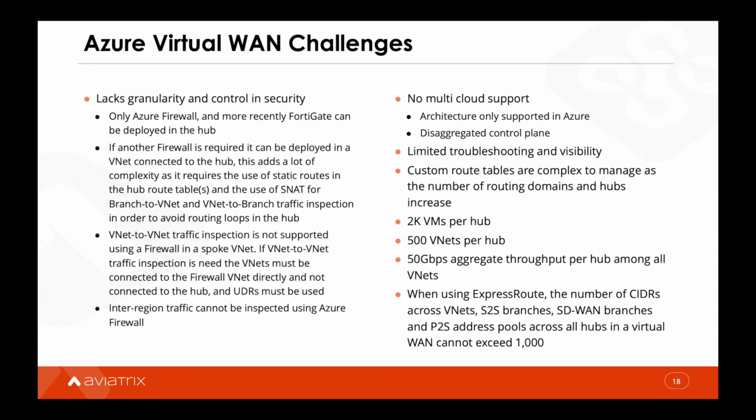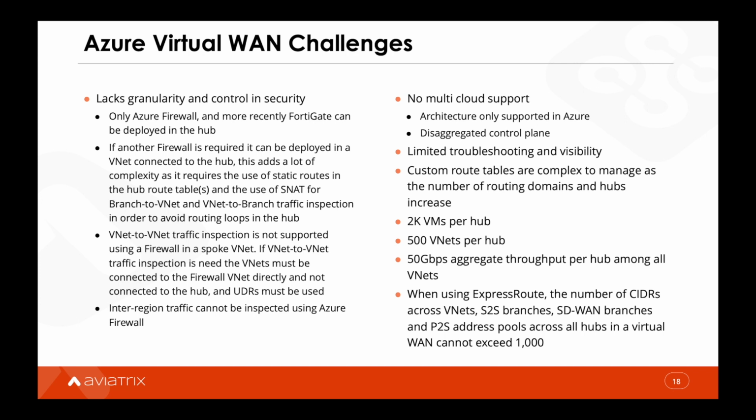Azure Virtual WAN doesn't come without challenges, however. For instance, only Azure Firewall and, more recently, as of late 2021, FortiGate are the only firewalls that can be deployed in these hubs. It's possible to deploy other firewalls as virtual appliances in spoke virtual networks connected to this hub. There are actually a lot of limitations with this design.